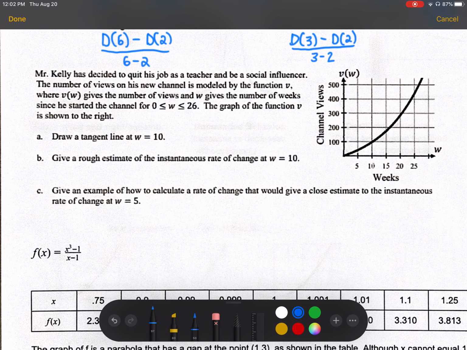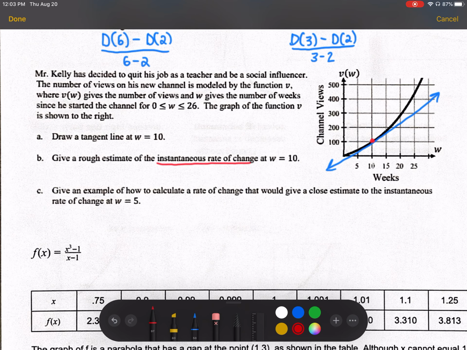So let's draw this line. Okay, something like that. Now, remember that you're getting an estimate of the instantaneous rate of change. This is not going to be super accurate, especially if we don't draw our lines straight and things like that. So when we're looking at instantaneous rate of change, what that means is how fast is something going at that instant, okay? So at this point right here, how fast are we going?